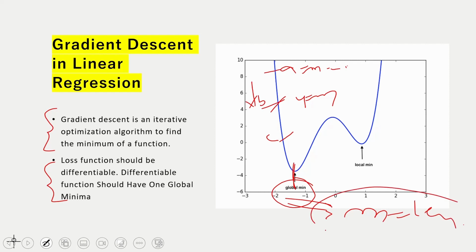So this is all about the theory behind linear regression. In the next video, we will see the code for linear regression with the OLS method and the gradient descent method. Thank you.